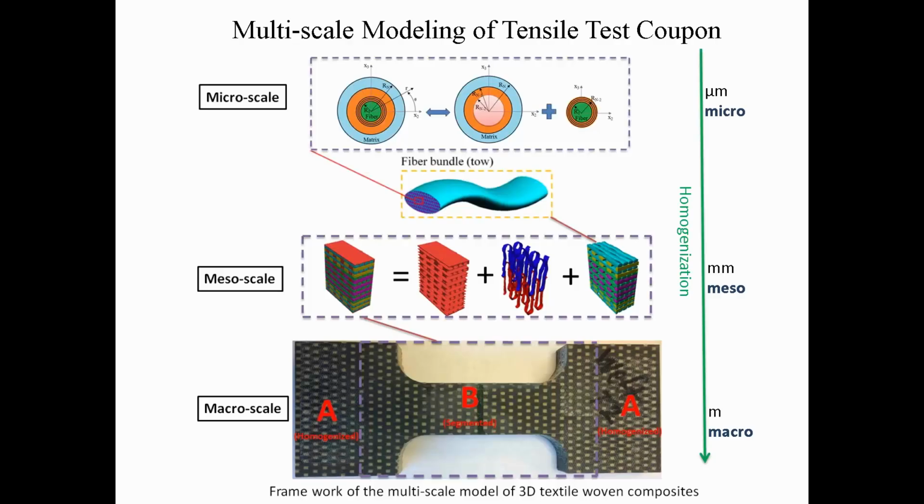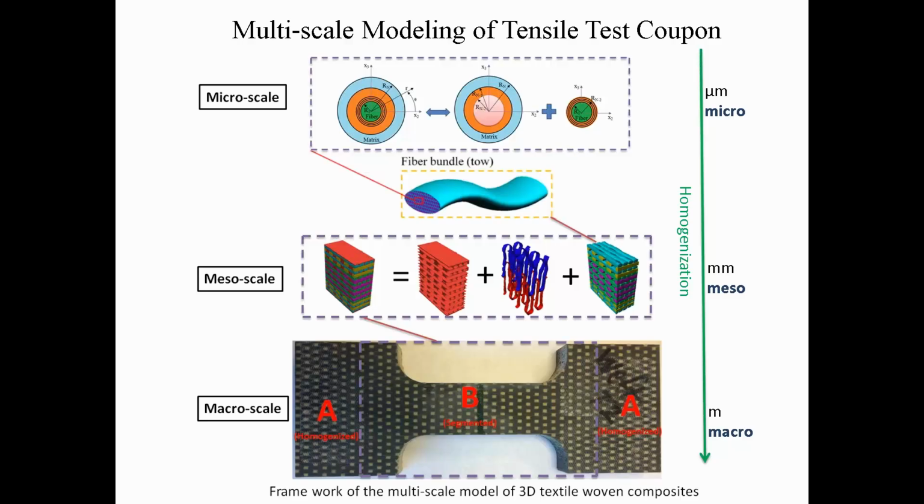But we stepped up one more scale, and we decided to do the whole coupon level. We already did the unit cell analysis, but we also did the whole dog bone specimen, as you see here. To characterize and simulate the whole dog bone, we used three different length scales, which is included in my PhD thesis. As you see in the bottom figure, the whole dog bone coupon is the macro scale, and you see parts A and B.